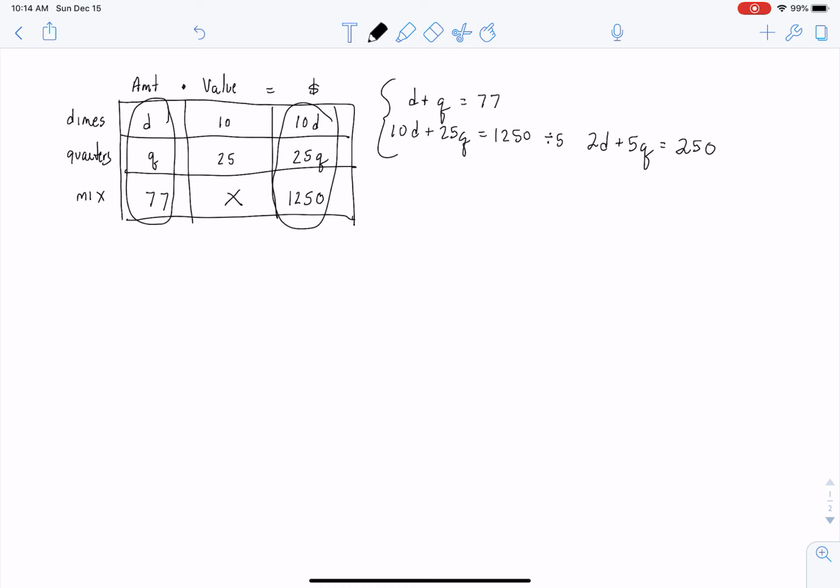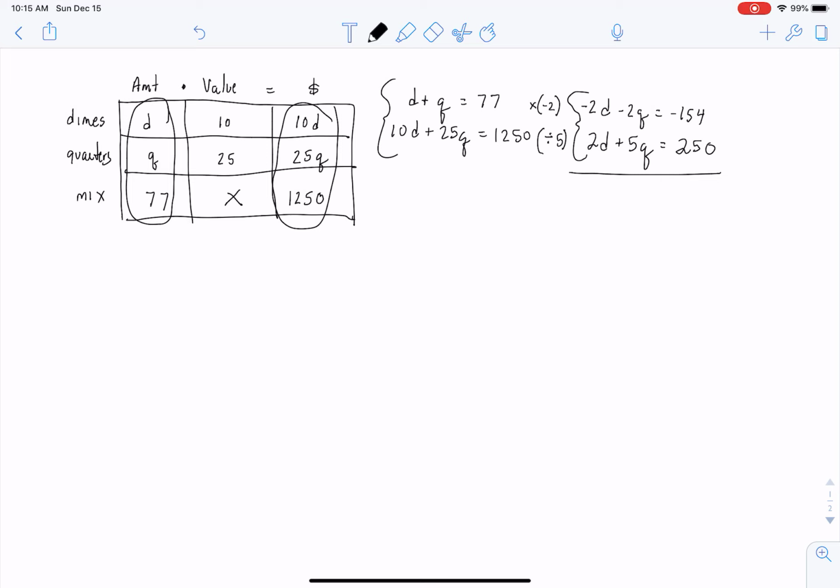And then what could I do to the top equation so that we could use elimination? We could use substitution, but let's just use elimination. Let's multiply the top, both sides, by -2. And then the d's will cancel out. So -2 times d is -2d. -2 times q is -2q. And -2 times 77 is -154. Right?